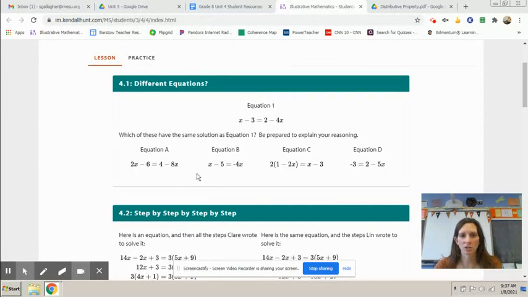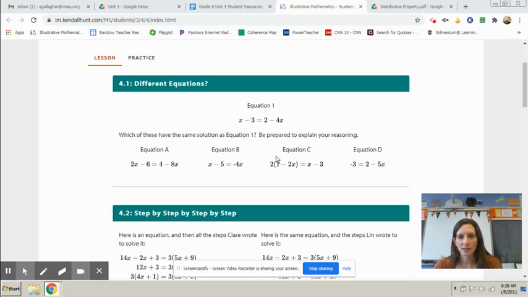So equation A matches. B matches because in B, what they did here was take the 2 from this side, take it away, and then in order to keep the hanger balanced, you have to take 2 away from this side as well. So that goes from, instead of x minus 3, now it's x minus 5, because you're taking 2 more away. So that's why equation B matches.